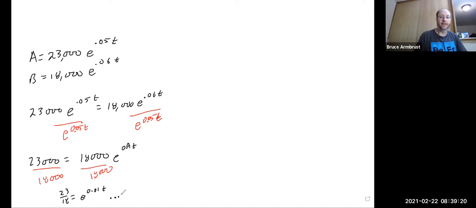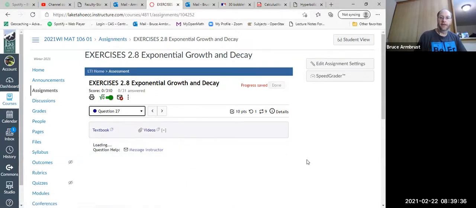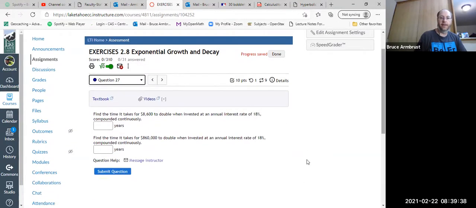Because then it's just a couple more steps. All right, so there's that guy. So let's real quick see what numbers 27 and 28 look like over here. All right, so 27. Find the time it takes for 8,600 to double when invested at an annual interest rate of 18% compounded continuously.